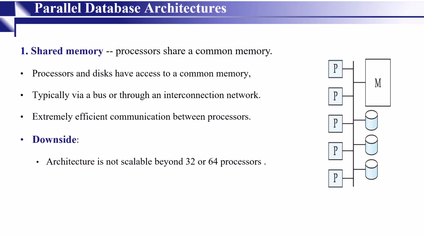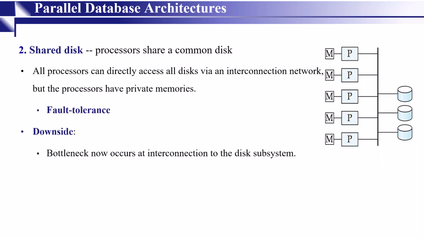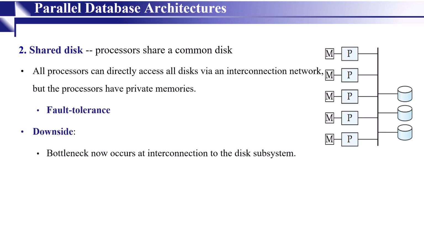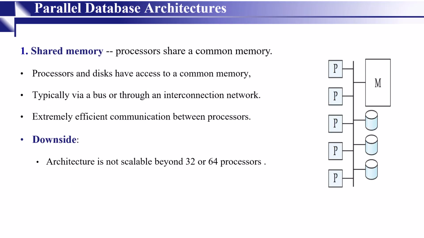Parallel databases come in 4 flavors: shared memory, shared disk, shared nothing, and hierarchical. So, what is shared memory? It means memory is shared among them. Shared memory gives all processors access to one memory pool via a bus or a network. Communication is lightning fast. Processors share data instantly, like co-workers in one room.